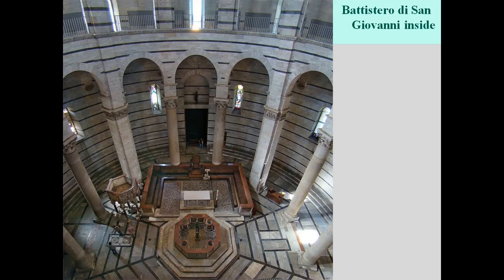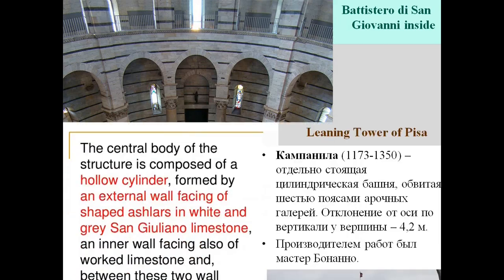Here we can see this baptistery inside. We can notice the concentric type composition, the rows of semicircular arcade that divides the central part of the baptistery into two main rows, two main parts. We can see the decoration with marble and the usage of columns with Corinthian capitals.